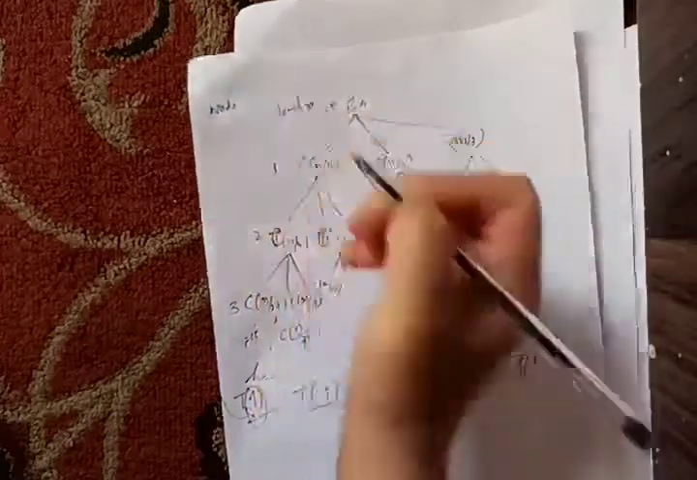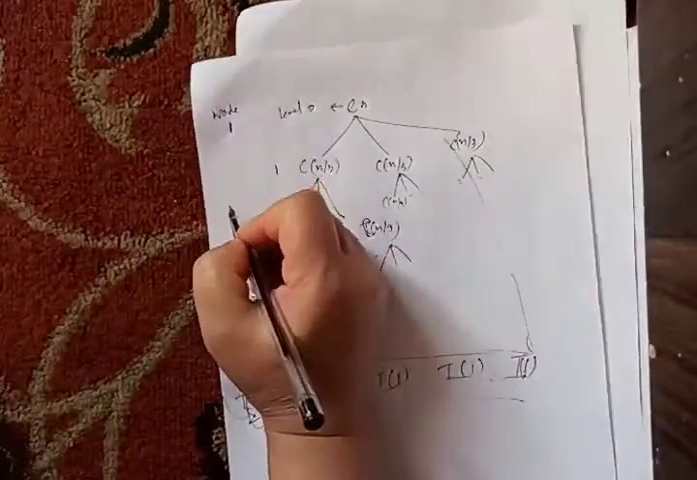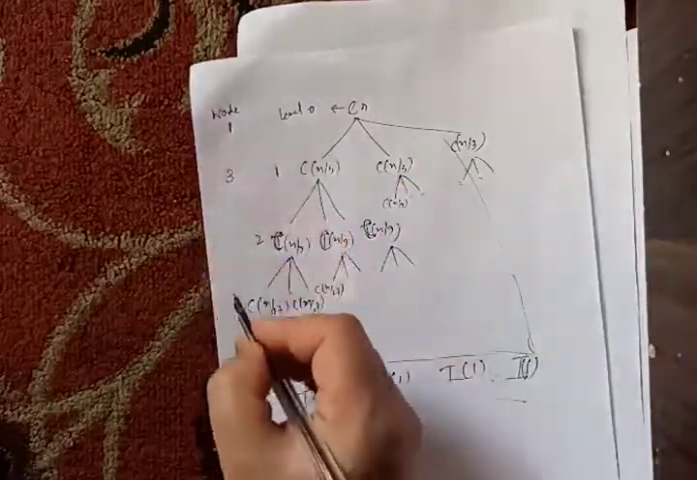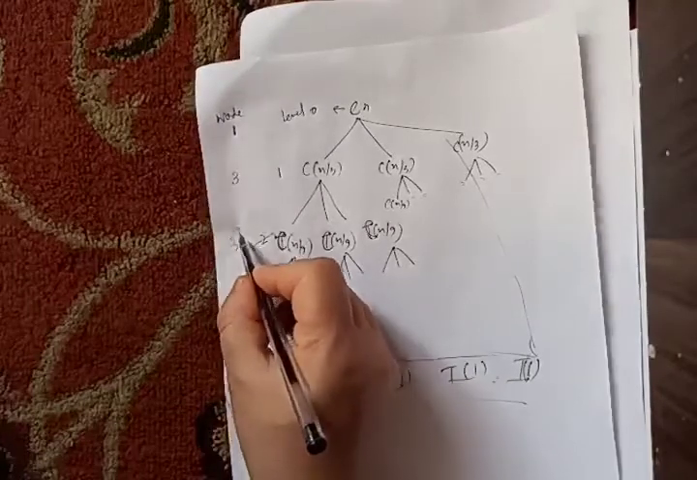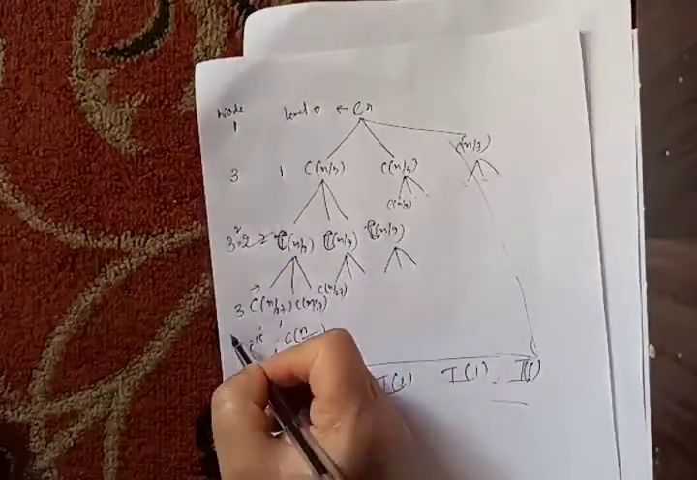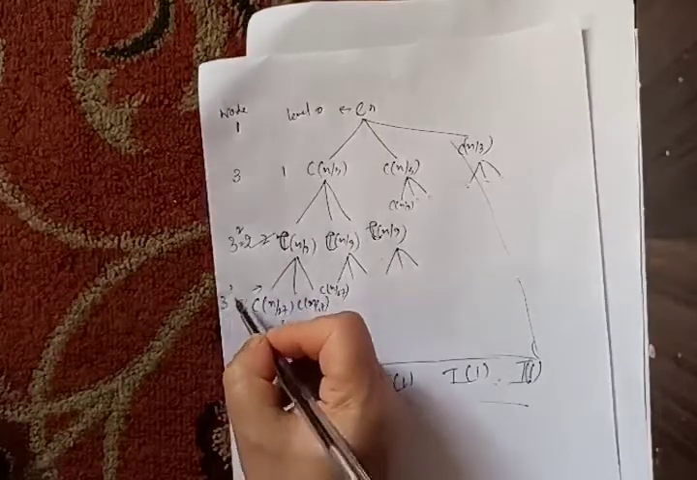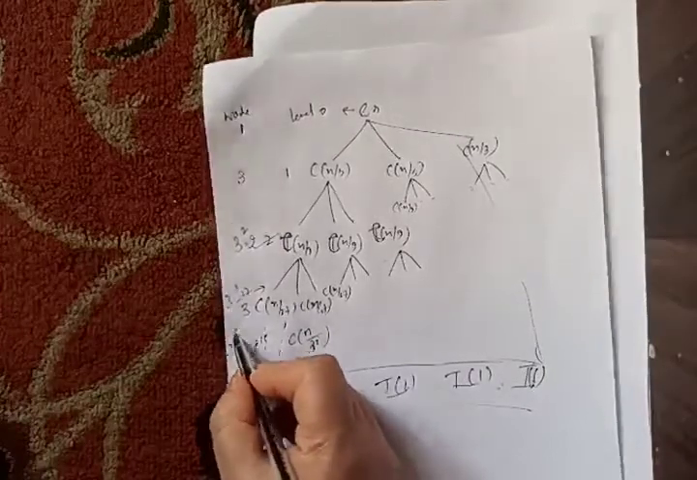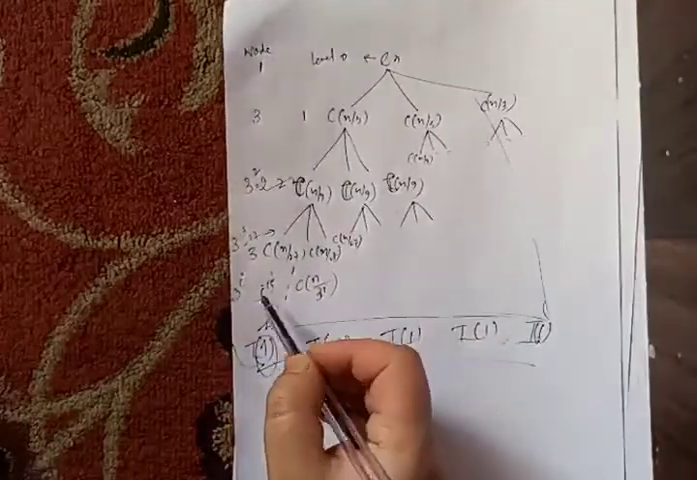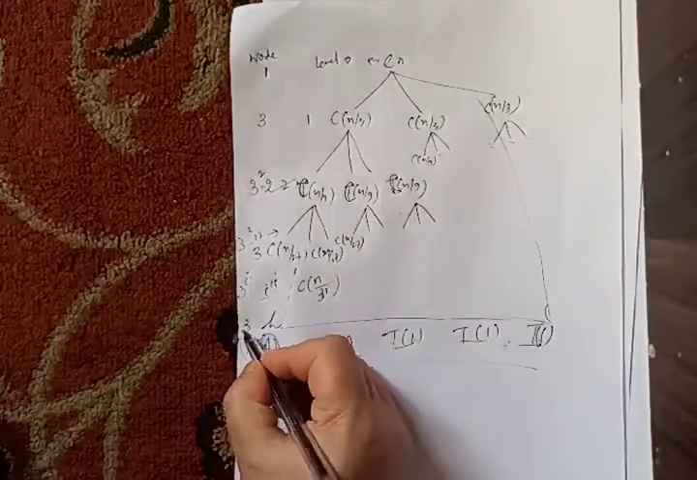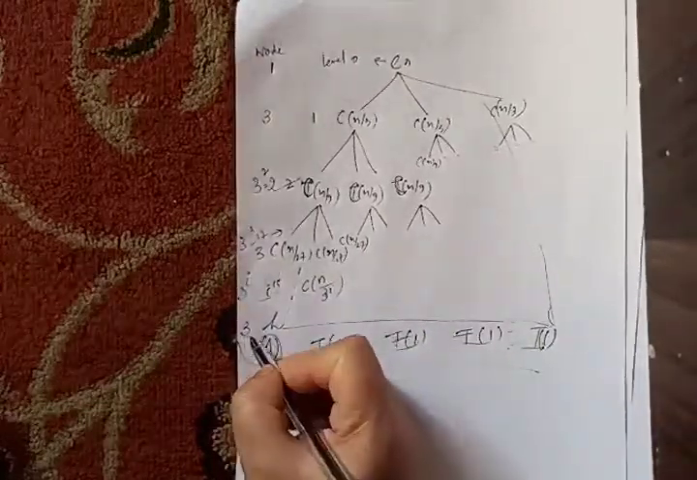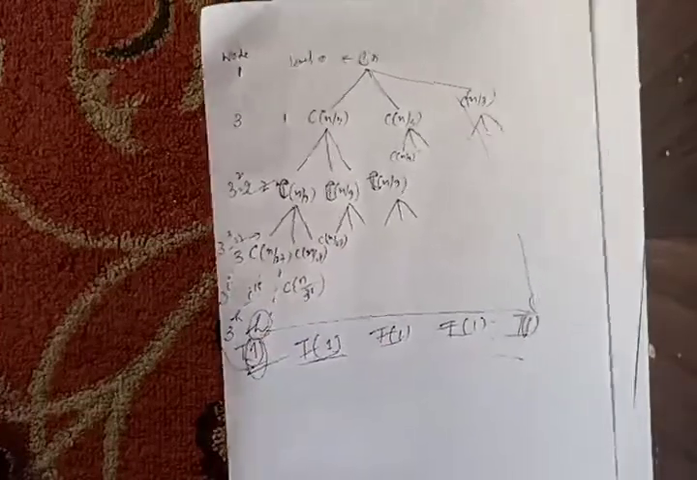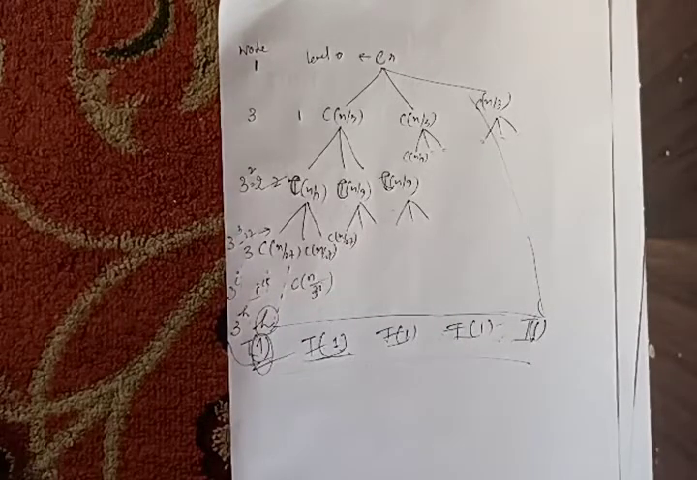If we calculate the nodes at each level, at the 0th level, how many nodes do we have? 1. At the first level, 3 nodes. At the second level we have 3 squared, that means 9 nodes. At the third level 3 cubed, that means 27 nodes, and so on. At the ith level we would have 3 raised to the power i nodes in total. And at the last level, when we hit the subproblem of size 1, let that be h, we will have 3 raised to the power h nodes.